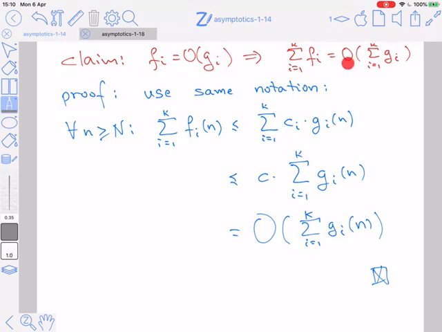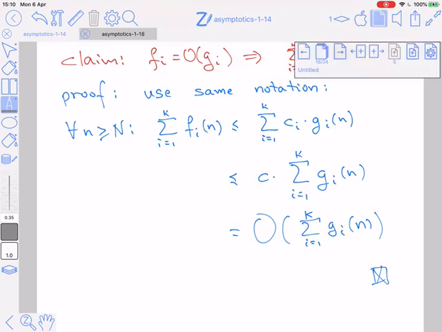Now we want to prove that the summation of the fi is big O of the summation of the gi's. We use the same notation as before for lowercase c and uppercase N, and we get that the sum of the fi of n is less than or equal to the sum of the ci times gi of n, because each fi of n is bounded by ci times gi of n if n is sufficiently large. Now, each of the ci's is bounded by c, so we can take it outside, and we get this summation function times a constant, which is big O of the summation function.